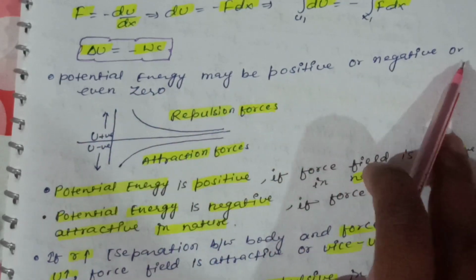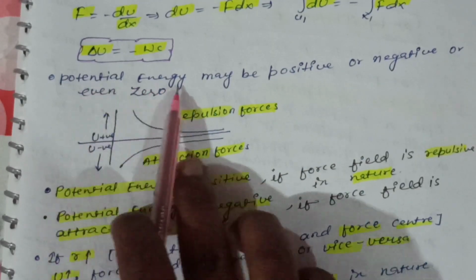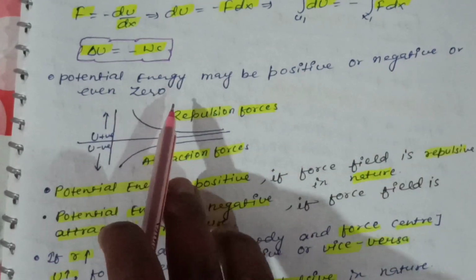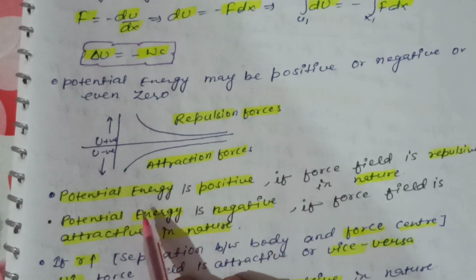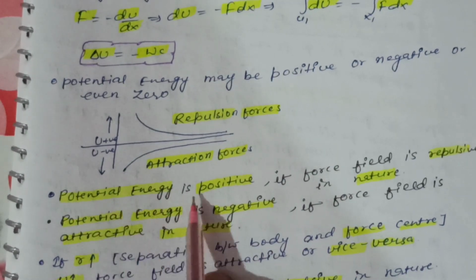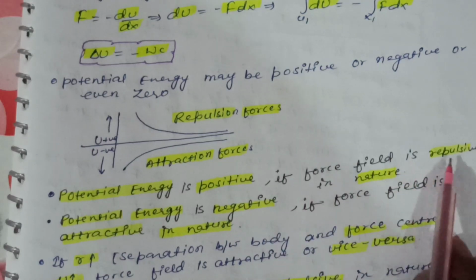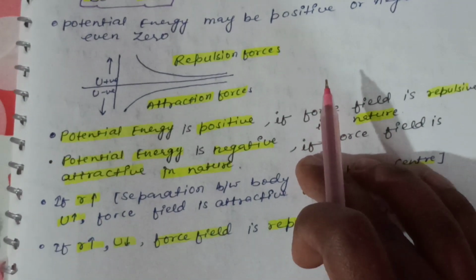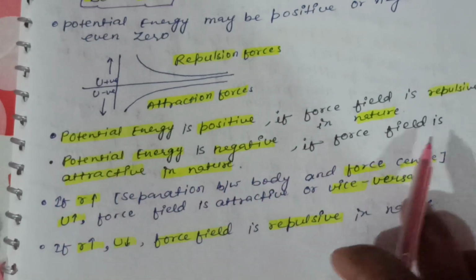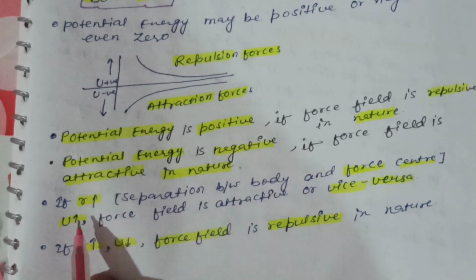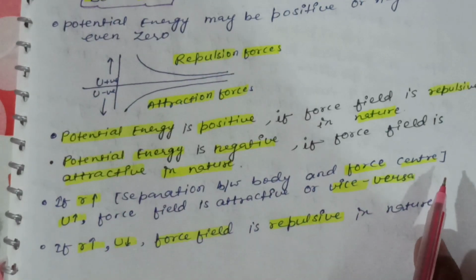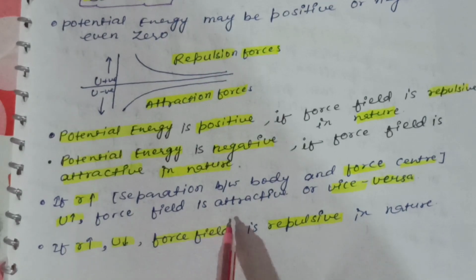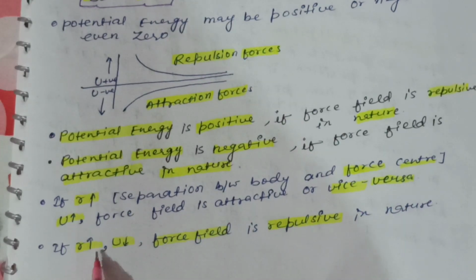Potential energy may be positive or negative or even zero. Repulsion force, attraction force. Potential energy is positive if the force field is repulsive in nature. Potential energy is negative if the force field is attractive in nature. If R increases, the separation between the body and the force center increases, and U increases, the force field is attractive, and vice versa. If R increases and U decreases, the force field is repulsive in nature.